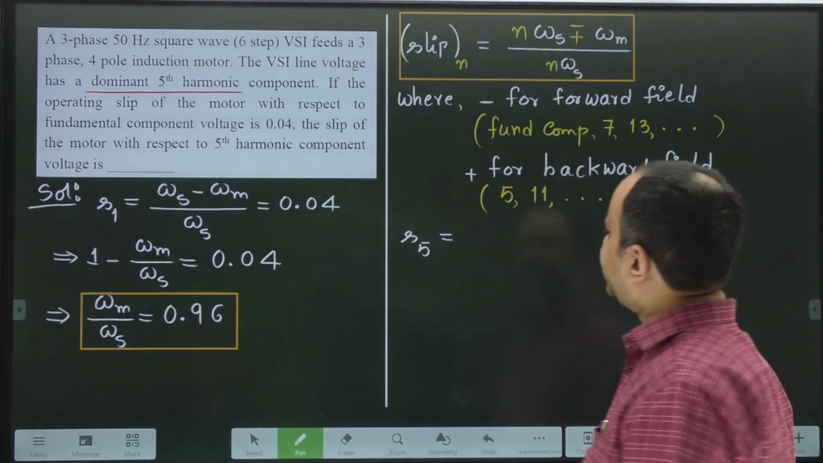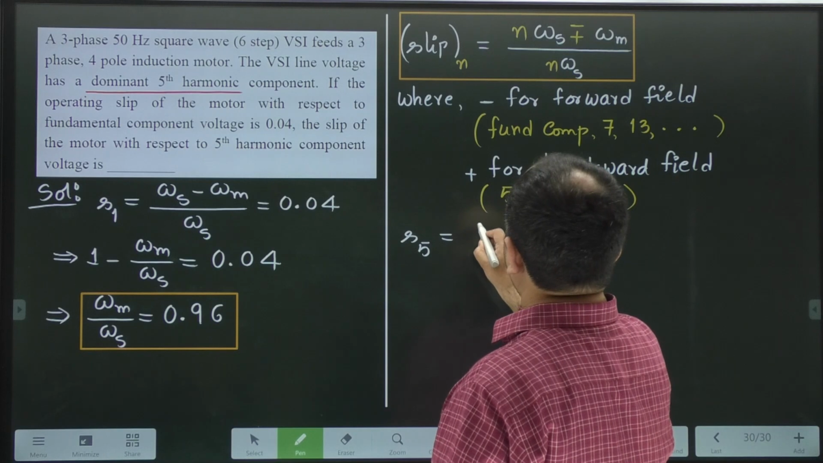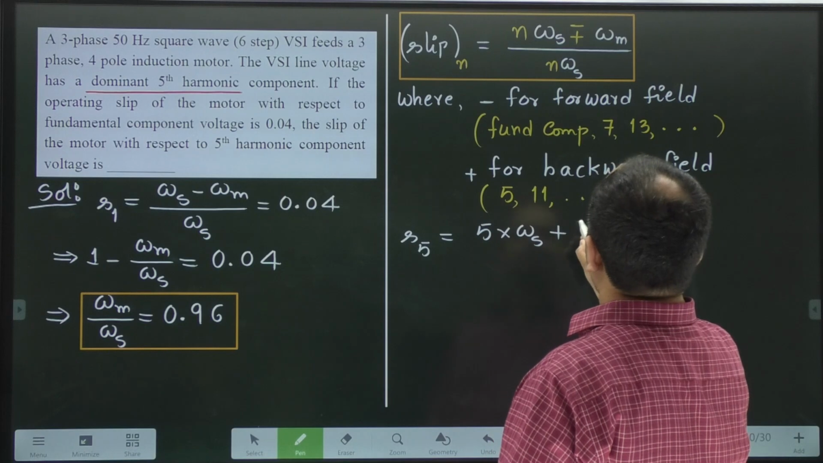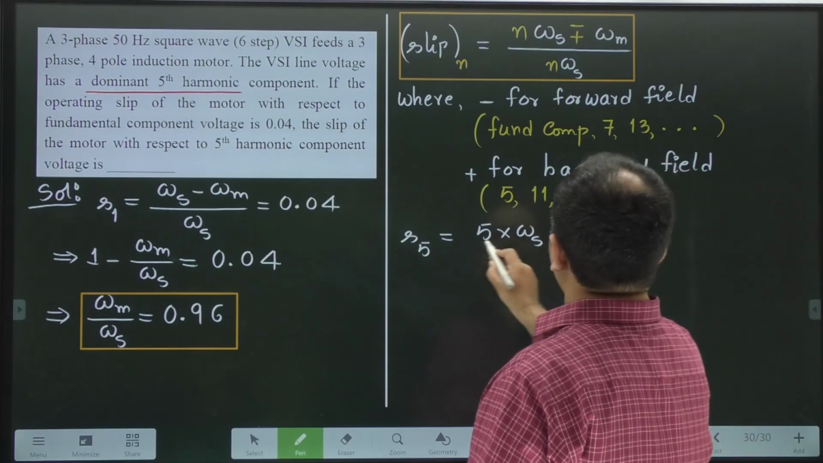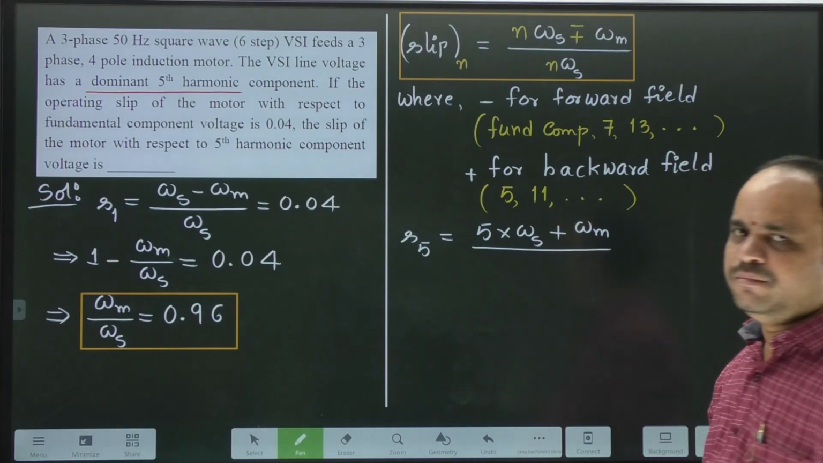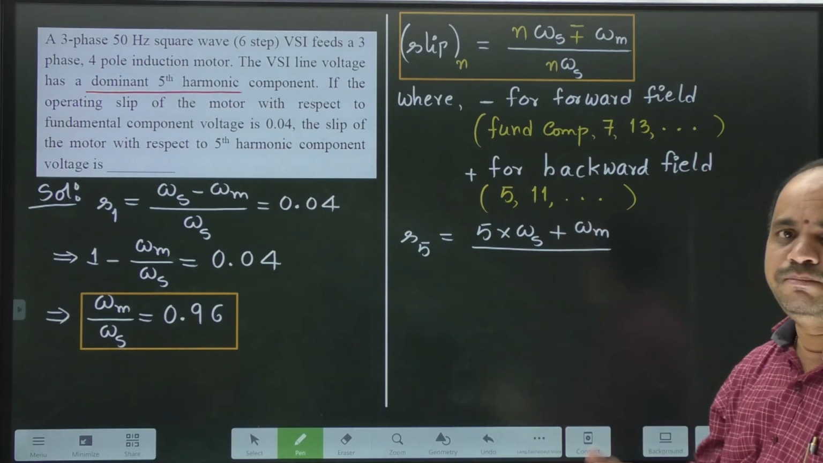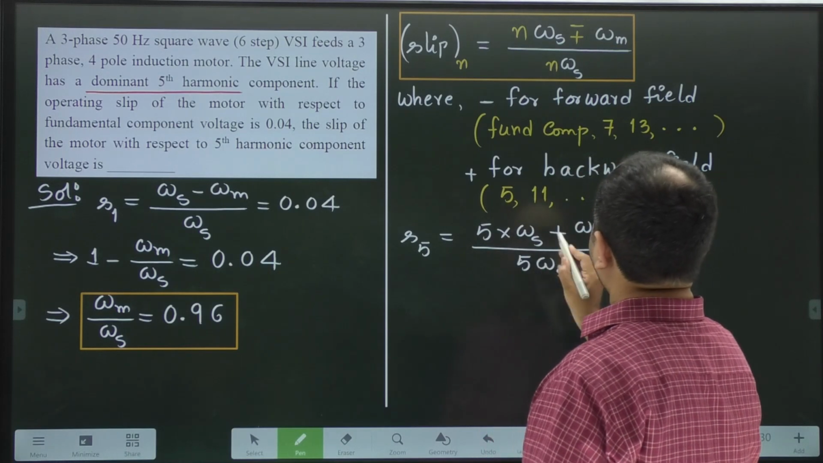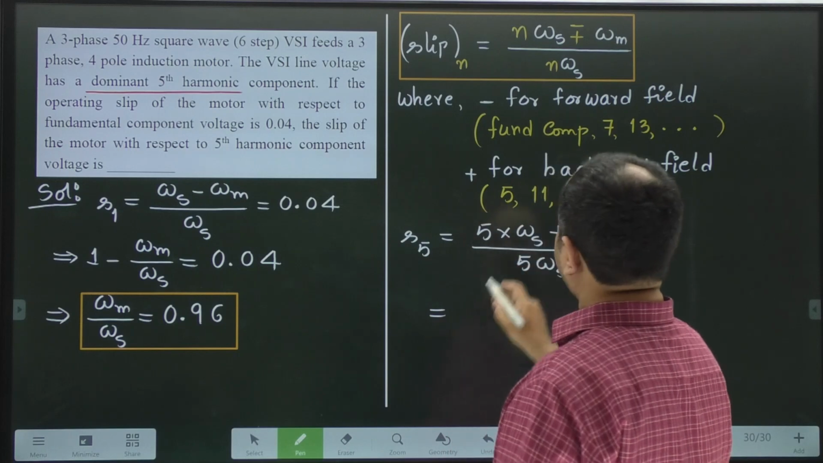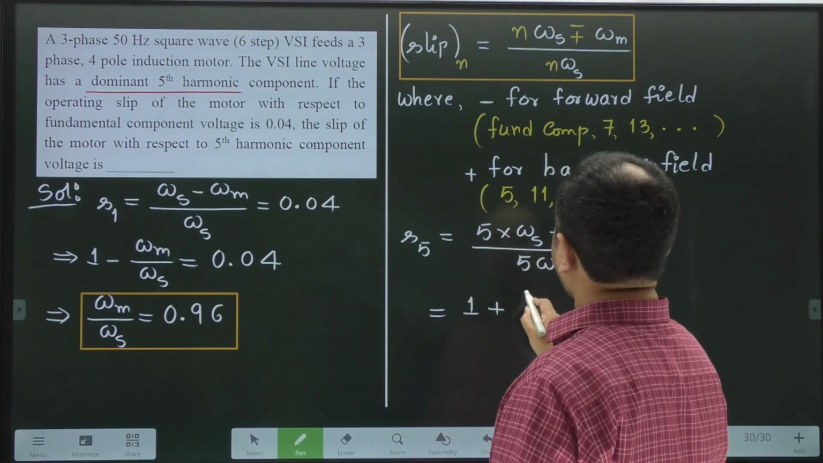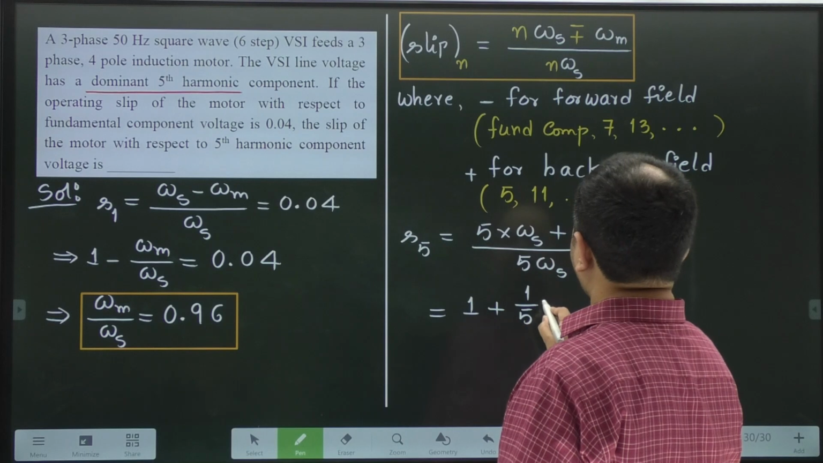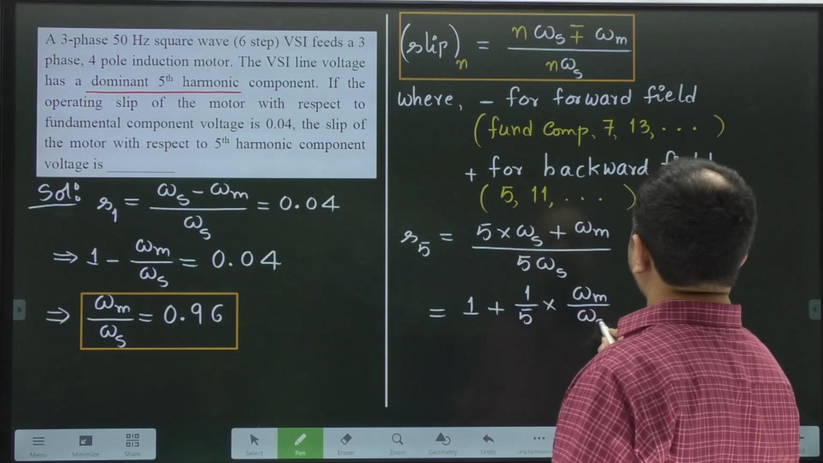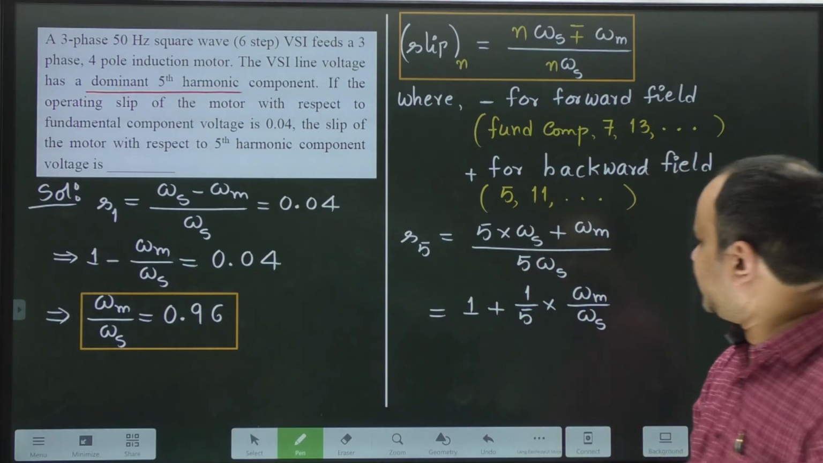So S5 is equal to 5 omega s plus omega m. Why am I using plus here? Because the 5th harmonic component will produce backward field. The denominator is 5 omega s. So if you cancel the terms, you will have 1 plus 1 by 5 into omega m divided by omega s.